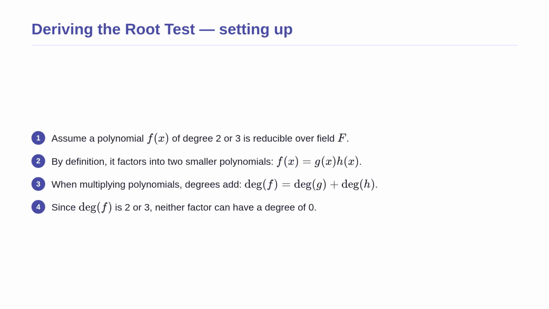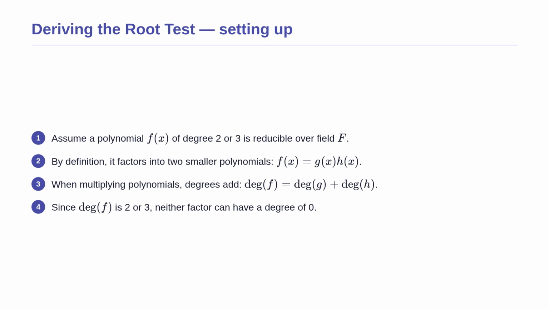Now that we have used this formula successfully, let us understand exactly why it works. We will prove that if a degree 2 or 3 polynomial is reducible, it must have a root. We start by assuming our polynomial f of x is indeed reducible. By definition, this means it can be factored into two smaller polynomials, which we will call g of x and h of x. A key property of polynomials is that when you multiply them, their highest powers add together.